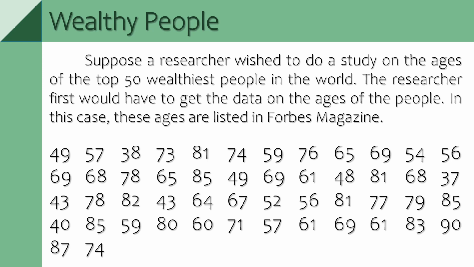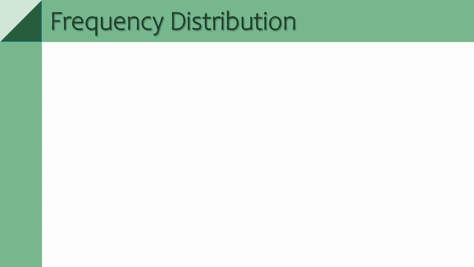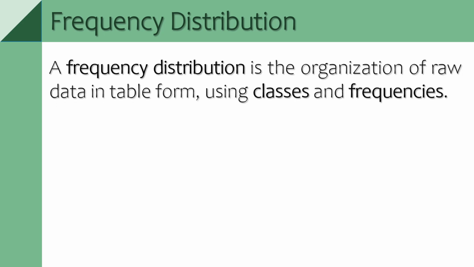So, how do we construct the frequency distribution table? Before we construct, let's define it first. Since little information can be obtained by looking at the raw data, the researcher organizes the data into what we call the frequency distribution table. The frequency distribution table is an organization of raw data in table form using classes and frequency. So the frequency distribution table consists of classes and their corresponding frequency.